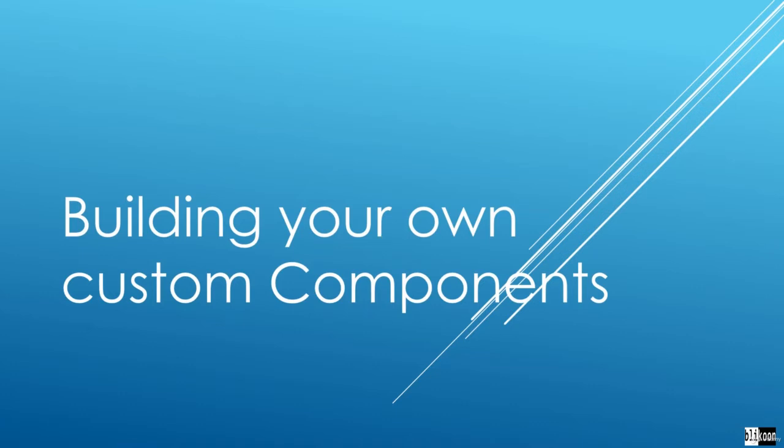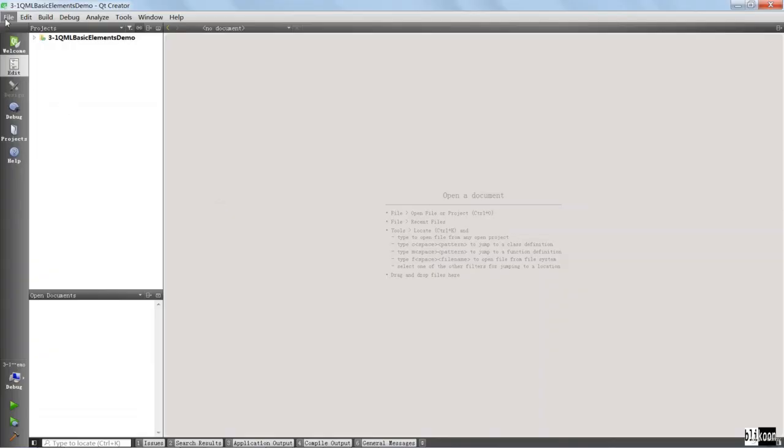In this lecture, I'm going to show you how you can build your own components by combining the elements that we have seen, like rectangle, text, and images. Let's go to Qt Creator and see how we can do that. Okay, here we are in Qt Creator.